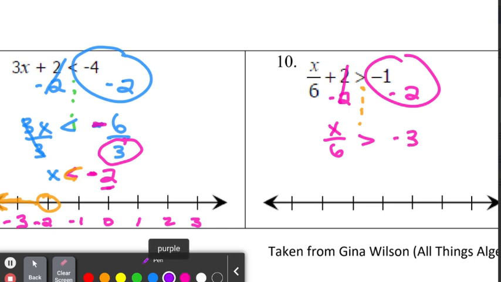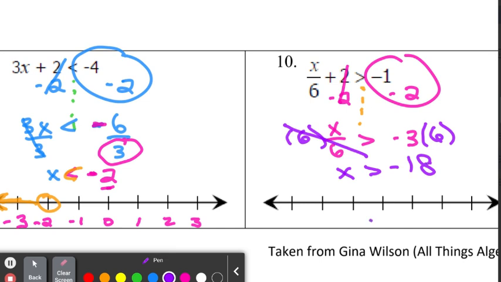So remember, the opposite of divide is multiply. So I'm going to multiply this side by a positive 6, multiply this side by a positive 6. X is greater than negative 18. Whew. I didn't flip the symbol because I'm multiplying by a positive 6. So let's see. I'm going to put negative 18 here, negative 17, negative 15. Big numbers are such a pain to plot. Okay. So negative 18, don't color it in because there's no equal to bar, and the arrow points to the right.